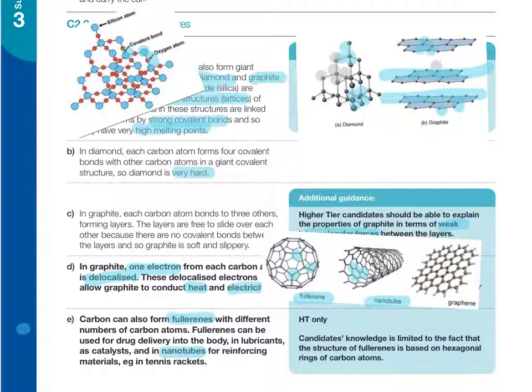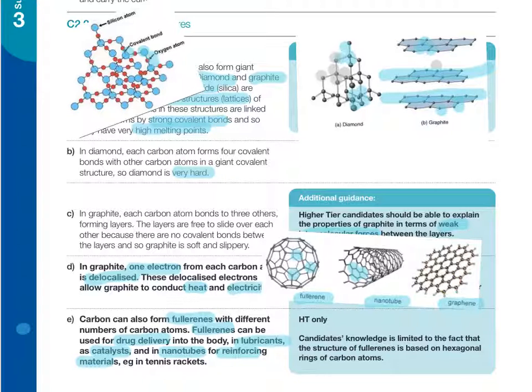You've also got something called graphene, which is a single layer of graphite that's quite a new material. And these new materials are really useful. Fullerenes have been used for things like drug delivery into the body, so they're used in medicine. They're used in lubricants for making machine parts move more smoothly. They're used as catalysts to speed up reactions. And you can also use nanotubes for reinforcing materials, so making things stronger.